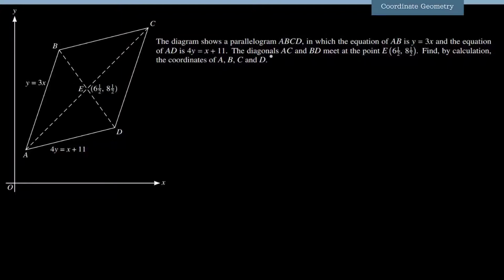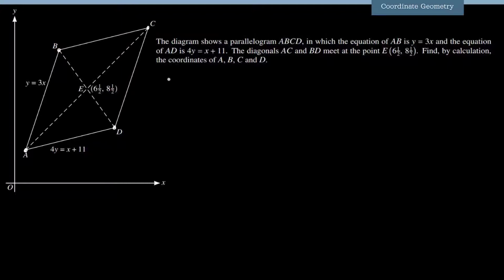It is told that the diagonals AC and BD meet at a point E whose coordinates are 6.5 and 8.5, and I need to find by calculation the coordinates of A, B, C and D. So I need to find the coordinates of this point A, this point B, this point C and this point D.